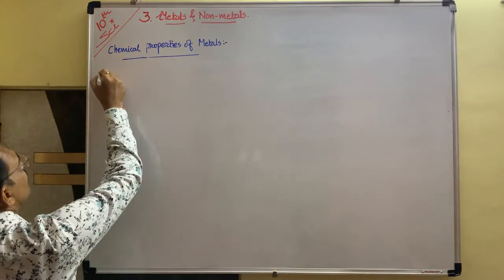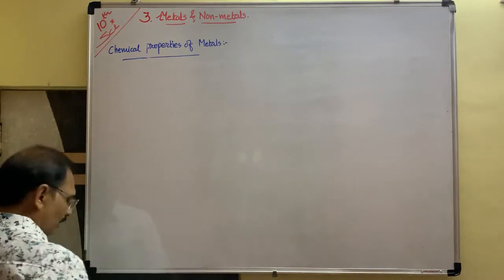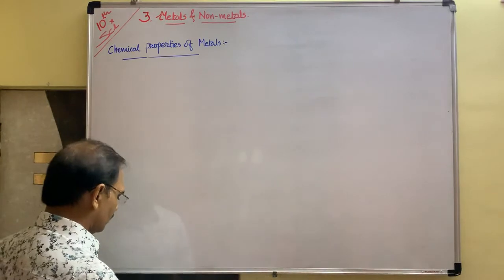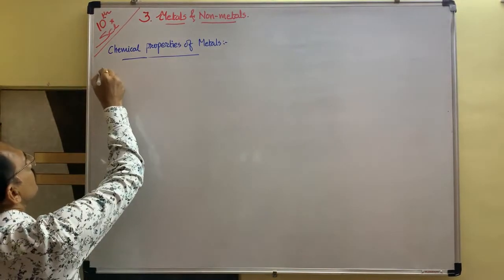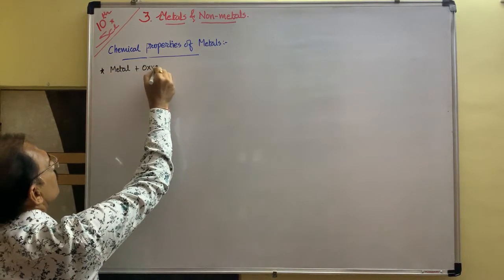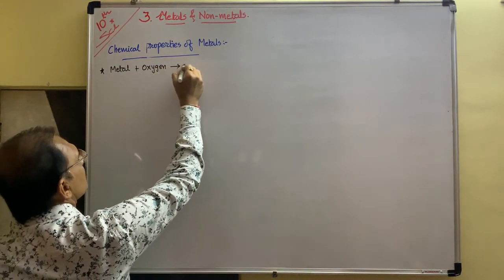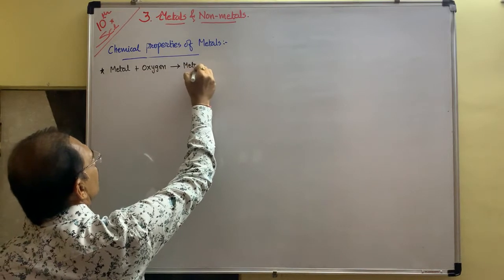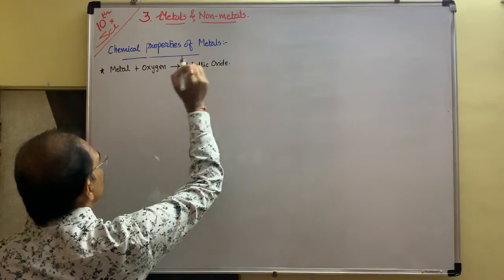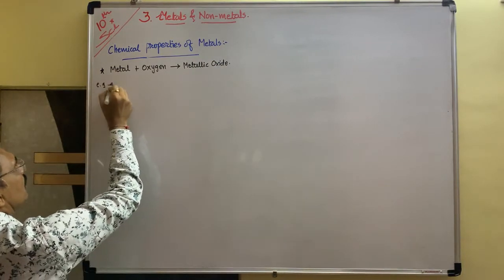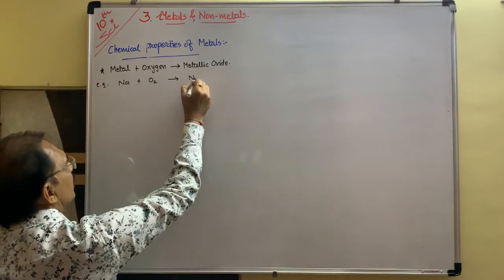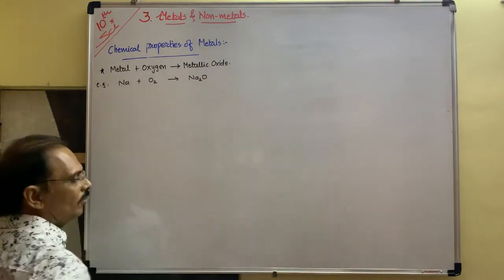When metal reacts with oxygen, it forms oxides of that metal. Metal plus oxygen gives metallic oxide. As for example, sodium when reacts with oxygen forms sodium oxide, Na2O, sodium oxide.